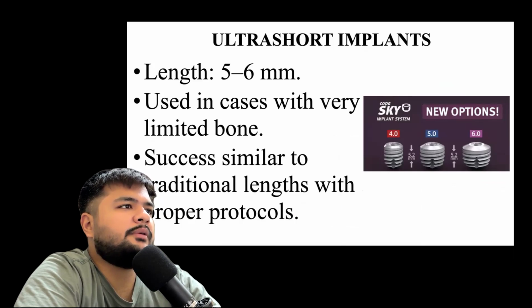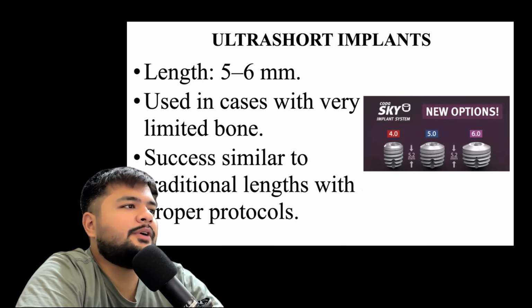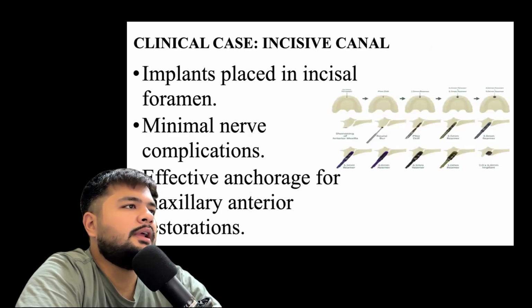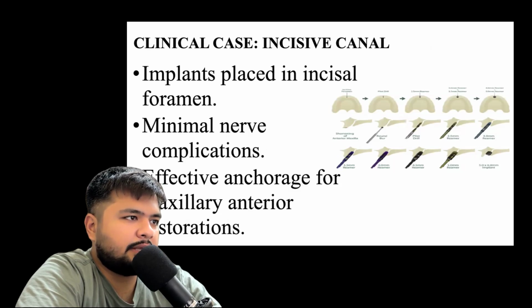Then coming to the ultra short implants, basically the implants which are less than 6 mm, as discussed earlier. So all the ultra short implants are types of short implants, but not all short implants are types of ultra short implants. It is used in cases with very limited bone, with success similar to the traditional ones with proper protocols. Clinical case of incisive canals: the implants placed in the incisive foramen, with minimal nerve complications, give effective anchorage for maxillary anterior restorations.